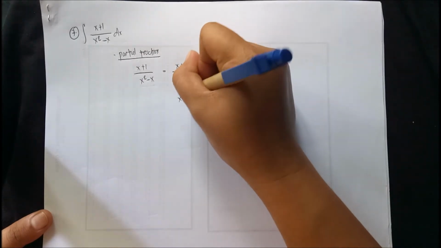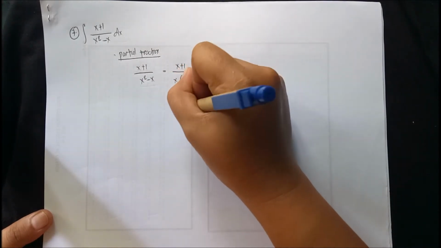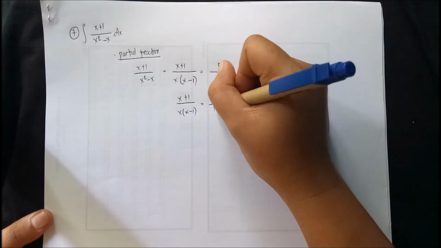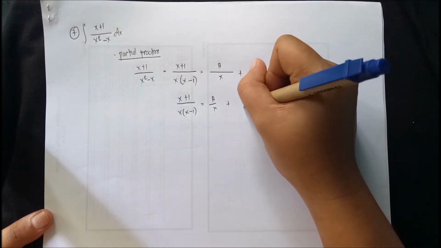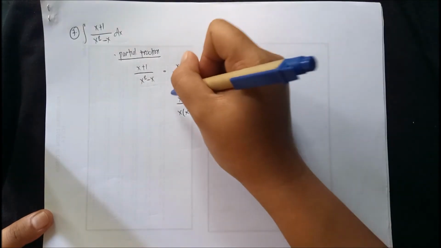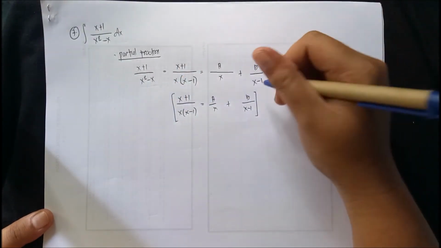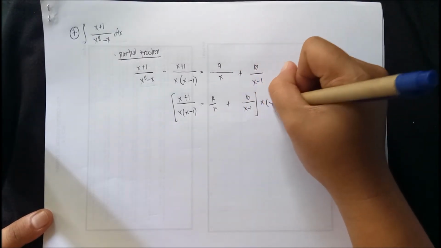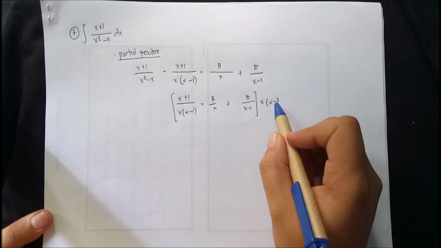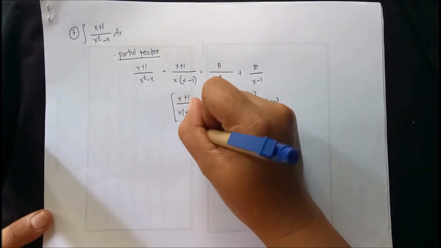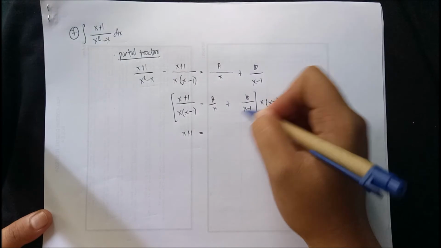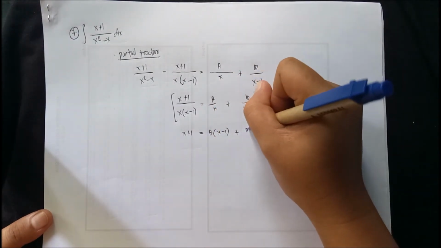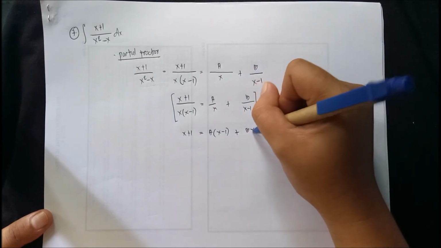Isulat ko, class, ito ulit. x plus 1 over x times x minus 1 equals a over x plus b over x minus 1. Class, tatanggalin ko muna yung denominators para malaman natin kung anong values yung ating x. Okay? So, multiply by x times x minus 1. This becomes x plus 1 equals, now cancel si x, a times x minus 1 plus b, cancel tong x minus 1, we are left with x.